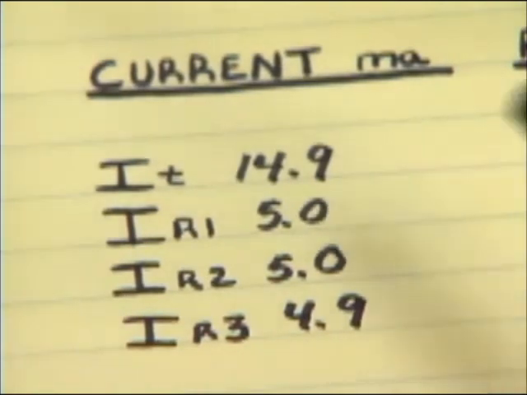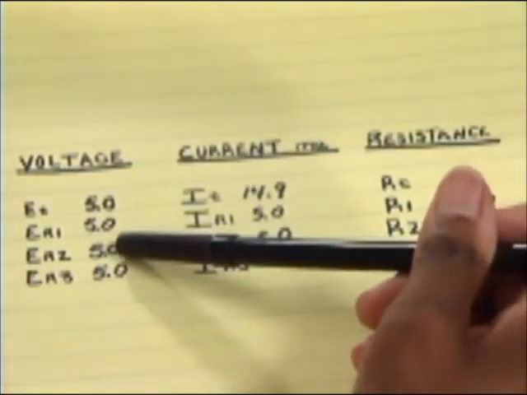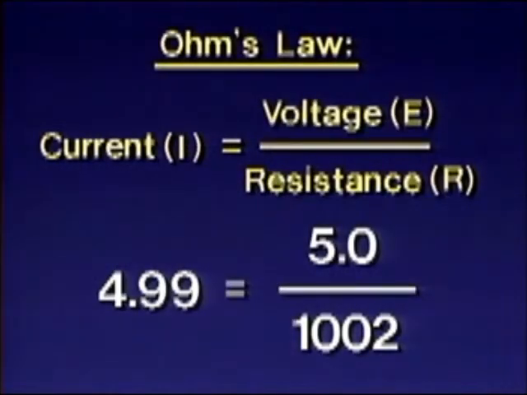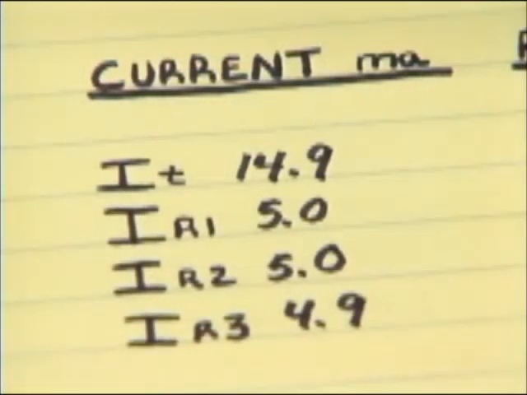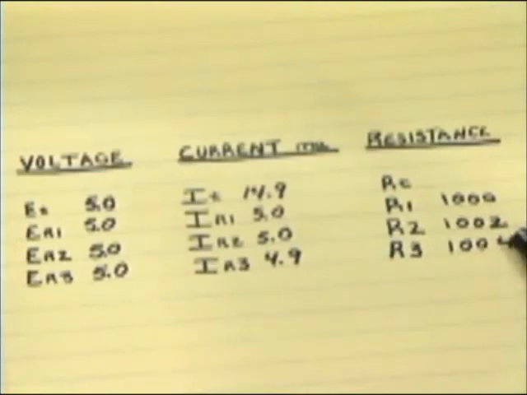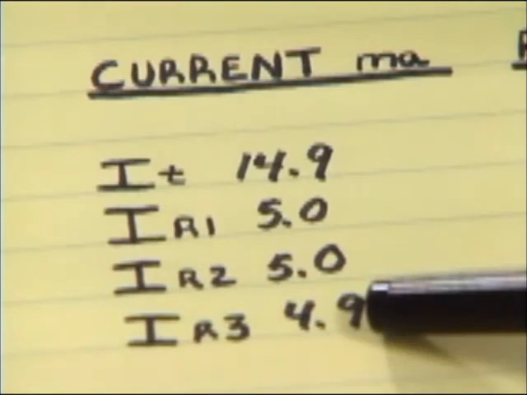The current in branch 2 can be verified by dividing branch 2 voltage, 5.0, by branch 2 resistance, 1,002 ohms. The answer is 4.99 milliamps, which is within tolerance, confirming the current in branch 2. Repeating this process, we can confirm the current in branch 3 by dividing branch 3 voltage, 5.0, by branch 3 resistance, 1,004 ohms, which gives us 4.98 milliamps. This is again within tolerance, confirming the current in branch 3.